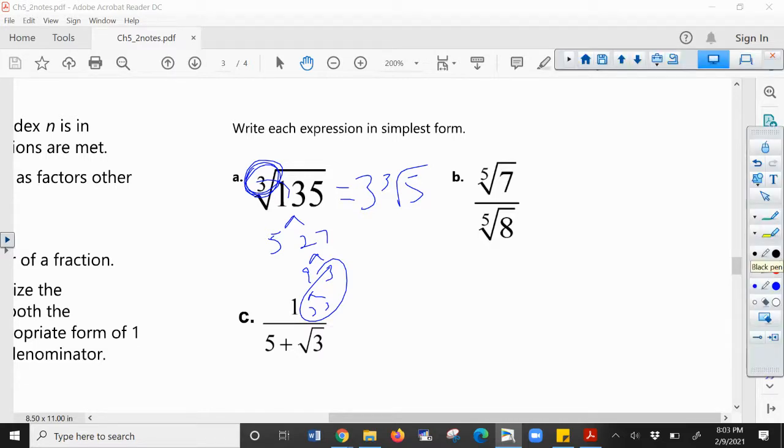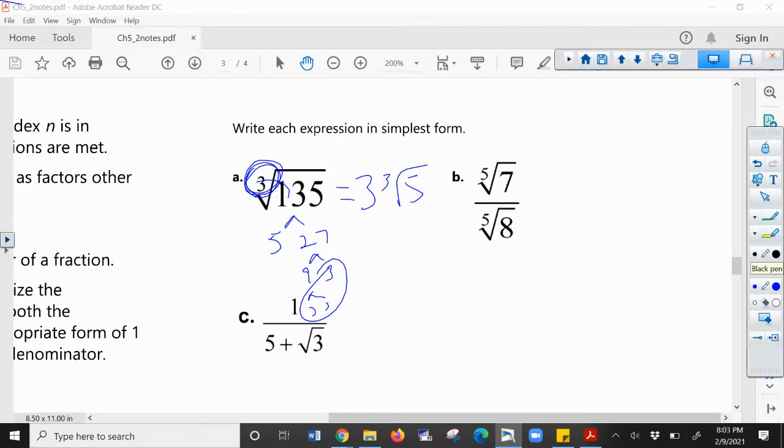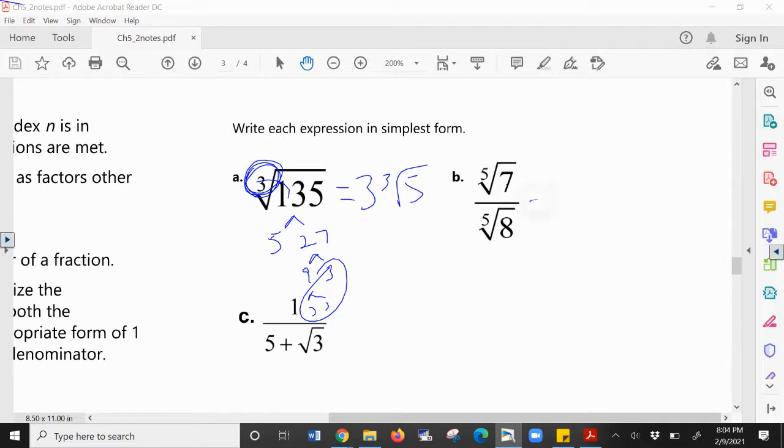All right. In the second one, we've got a problem, not because 7 and 8 have perfect fifths underneath the radical, but because there's a radical in the denominator. So before you say, well, when we did it with square roots, we just multiplied by the fifth root of 8 on the top and bottom, that's not going to do it, because I need a perfect fifth in the denominator.